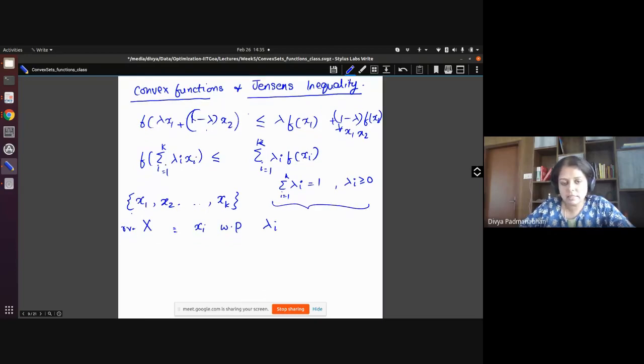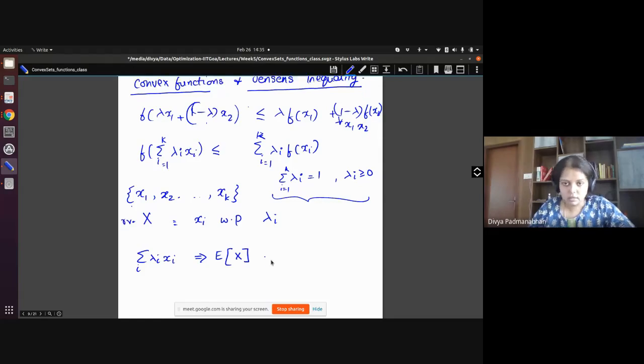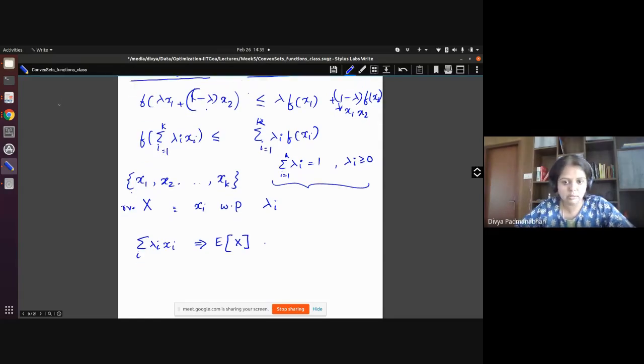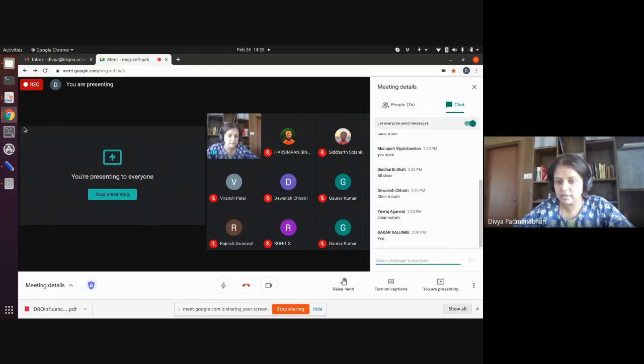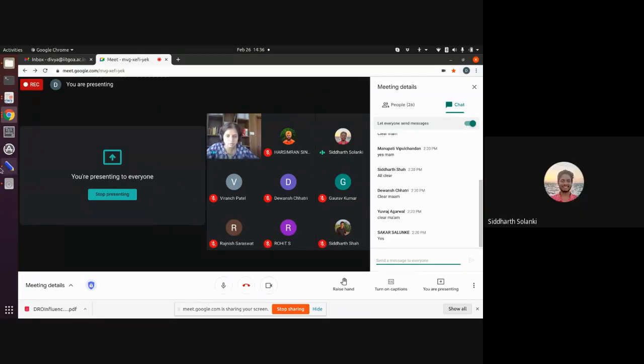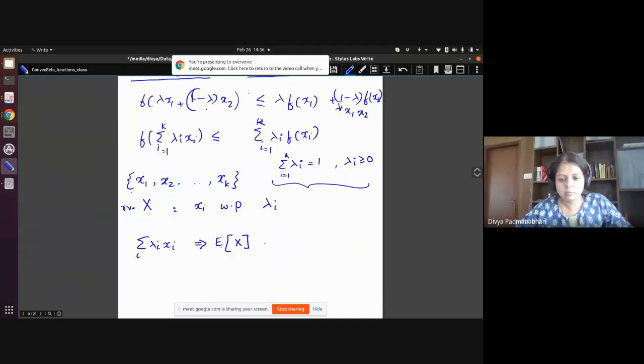And what the summation of lambda i xi is saying: lambda is the probability, and you take all the outcomes and take the summation of lambda i xi. So this is just the expectation of this random variable x. I guess you all have done a probability course before, right? I hope this is clear. Yes, ma'am. Okay. What about the undergrads? You are third year, so you must have done an undergrad course last time, right? Yes, ma'am. Okay, good. So I hope this notion is clear.